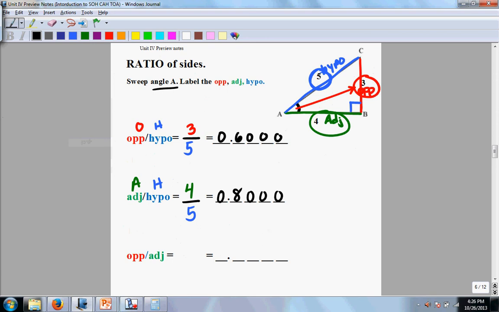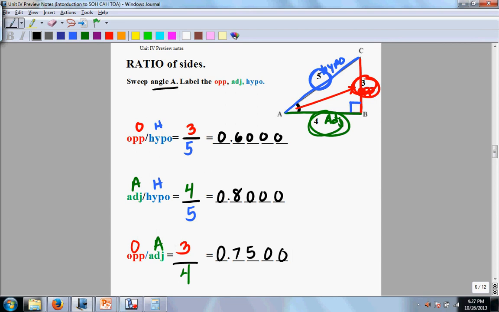The last ratio combination you need to be familiar with is the opposite over the adjacent. So opposite, which is 3 in this case, over the adjacent, which is 4. 3/4, you should know. That's opposite over adjacent. So these are 3 different relational ratios in a right triangle. And the ratios are opposite over hypo, adjacent over hypo, and opposite over adjacent.